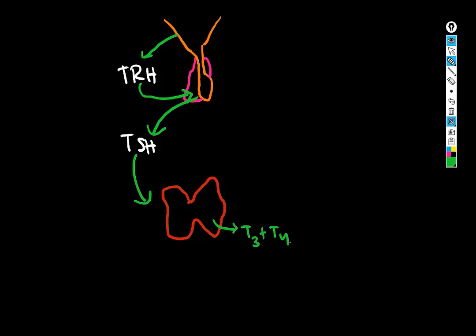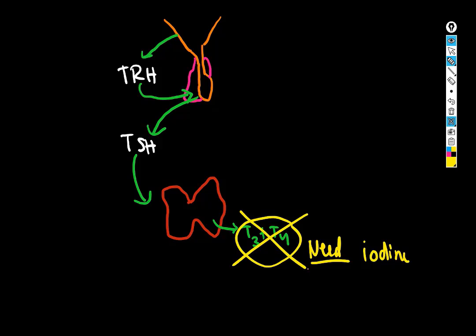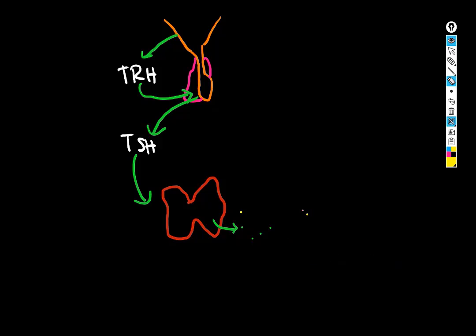Right? Wrong. Remember, and I'm going to use yellow for this because iodine is yellowish orange, you need iodine. So what happens if the thyroid gland does not have enough iodine to make T3 or T4? Let me erase all these little dots. Now we have a thyroid gland that is unable to make T3 or T4.